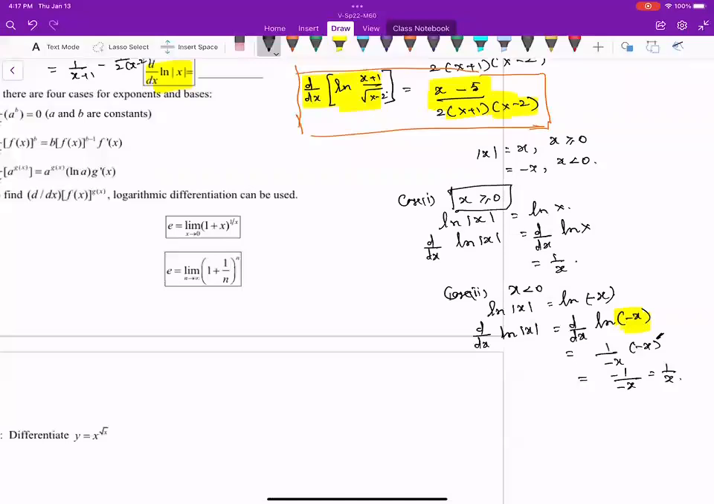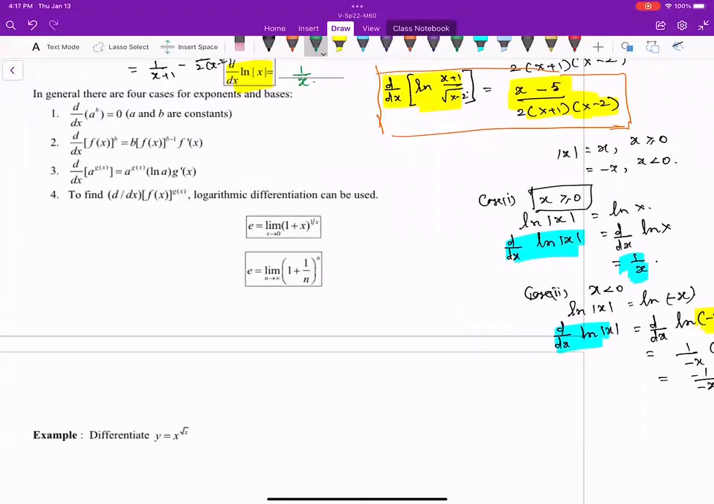So what we notice is in either case, whether x is positive or 0 or negative, the derivative of ln of absolute x turns out to be 1 over x. So here you would write 1 over x.